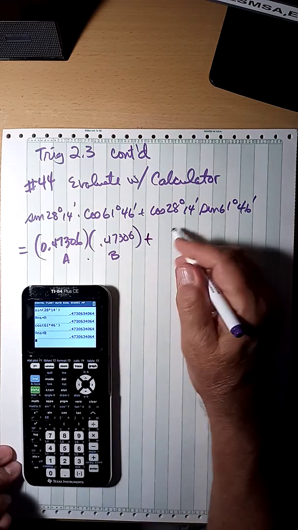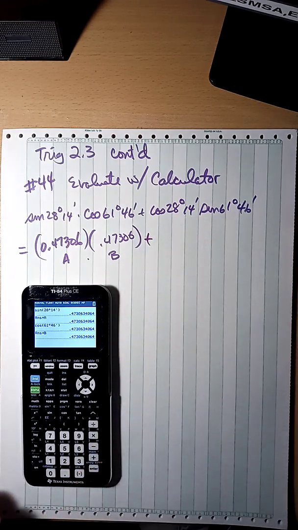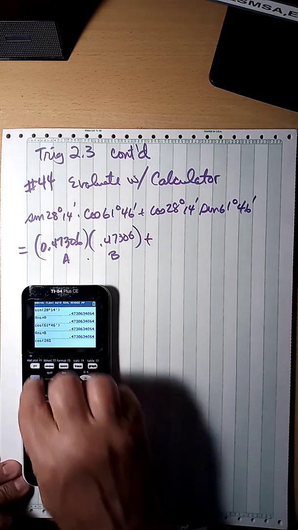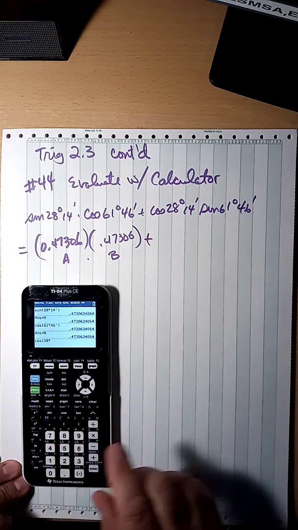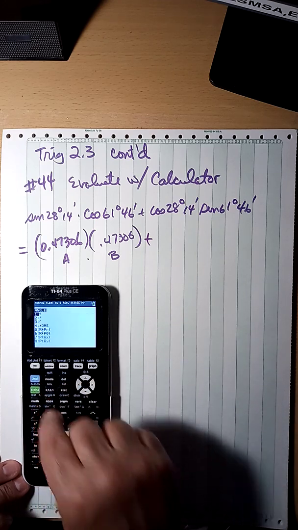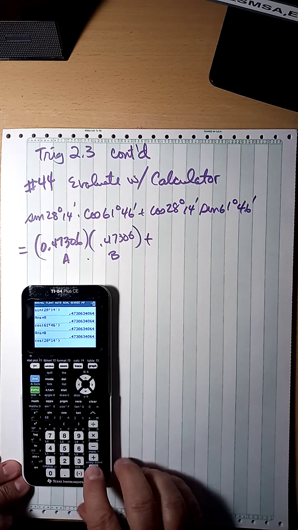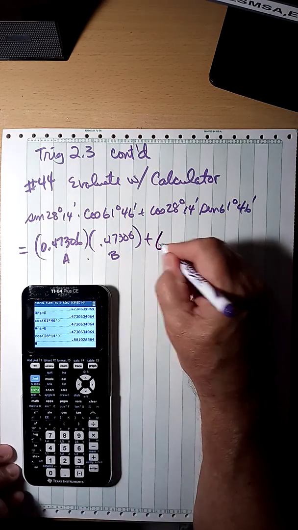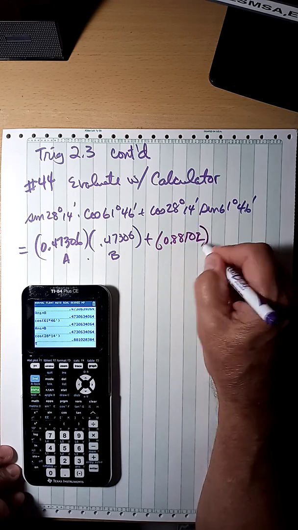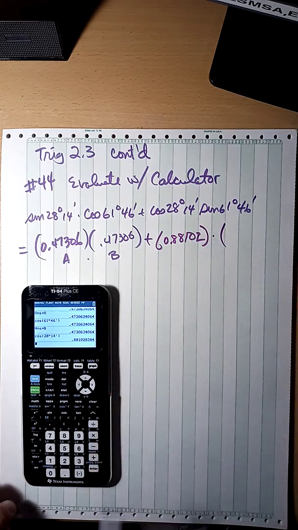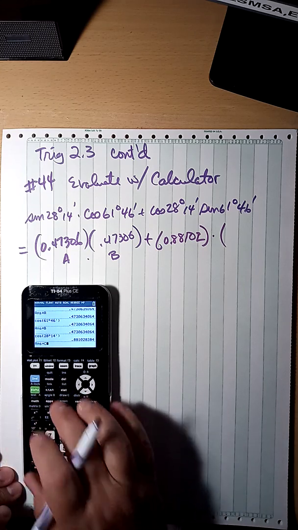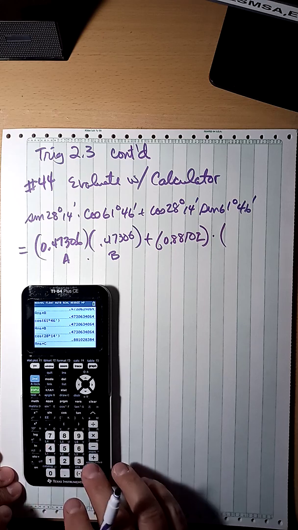Plus the cosine of 28 degrees, second apps 1, 14 minutes, second apps 2. That's 0.88102, etc. I'm going to stow that in C, alpha C.